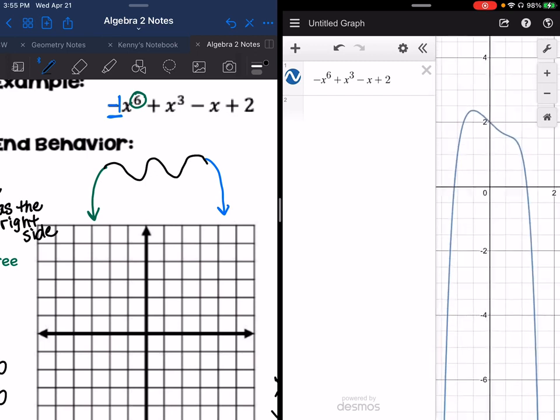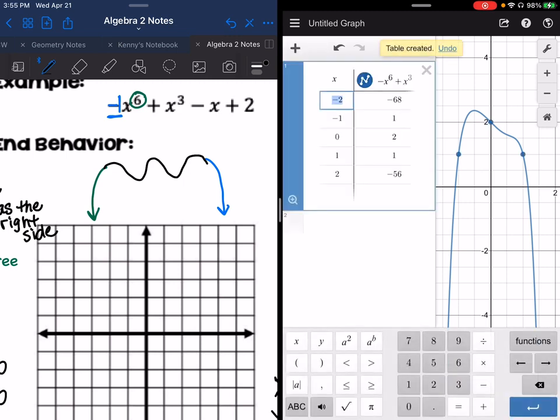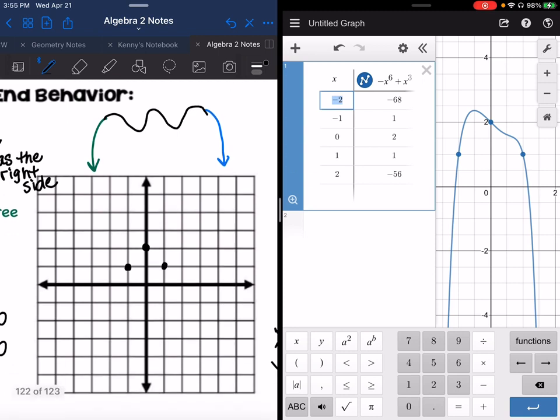It is going downward on both sides. It is falling on the left side and falling on the right side. Here are some points that I can plot. Negative 1, 1, 0, 2, and 1, 1. Okay, but I have to be careful. Take a look there. It's going to come up, go a little bit higher. It makes kind of a swoop. There we go. I did the best I could.